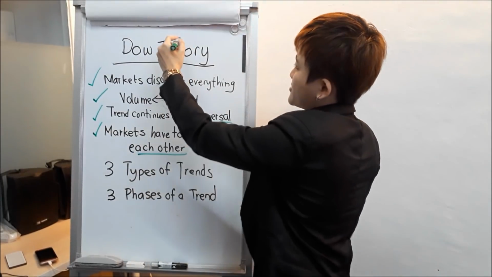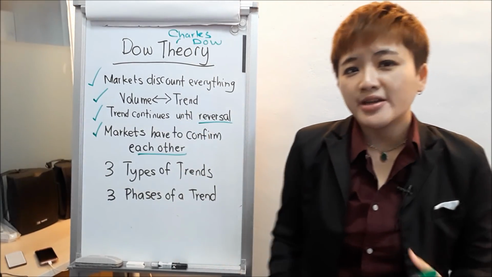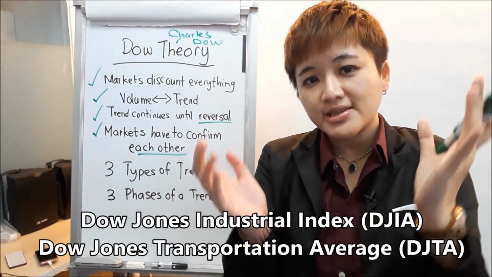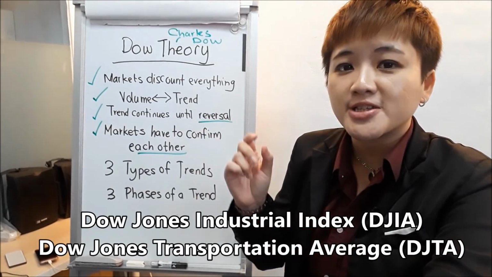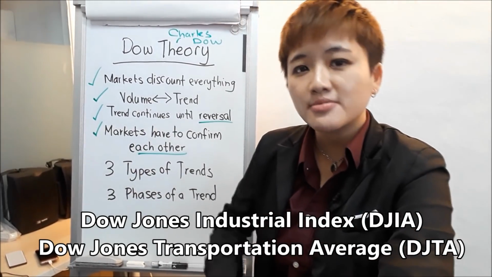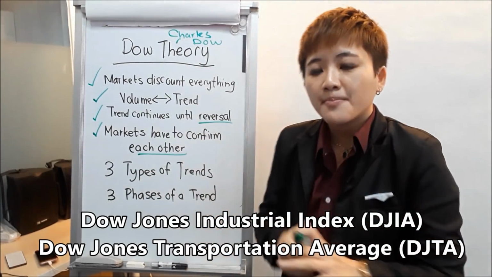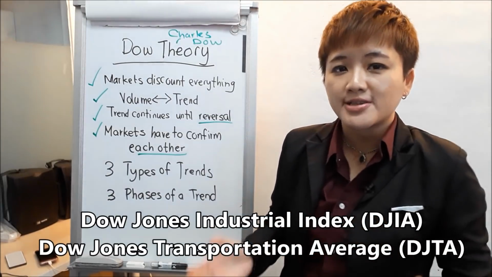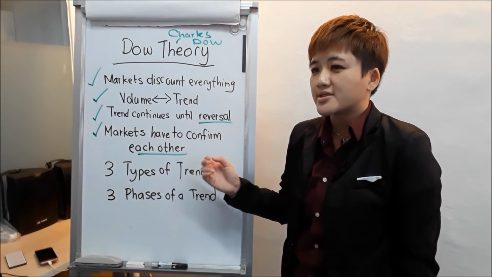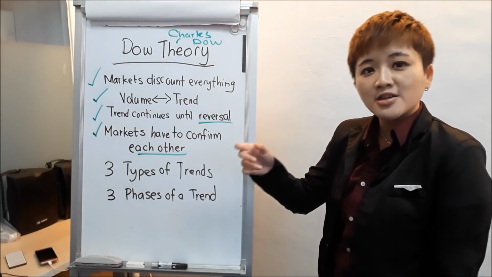The creator of this theory is Charles Dow, and of course he and a couple of friends refined it along the way. They invented two indices, the Dow Jones Industrial Average and the Dow Jones Transportation Average. Back then, they had this theory that if the DJIA is doing well, then the DJTA should be doing well too. But if the DJIA is doing well, but the DJTA is going nowhere or going down, it tells you that the trend is not going to be that strong. So if you're somebody who does intermarket analysis, make sure that you remember this theory.